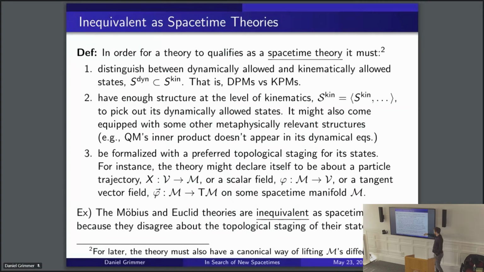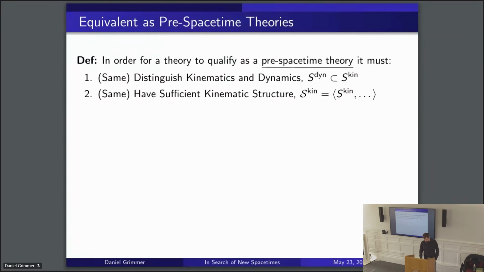And the Mobius and Euclid theories I just showed, in my language, are inequivalent as space-time theories because they disagree fundamentally about this third thing. Right? They're representing their states on different kinds of space-times. But they are, in a sense, equivalent. What do I mean when I say they're equivalent? I mean they're equivalent as pre-space-time theories.